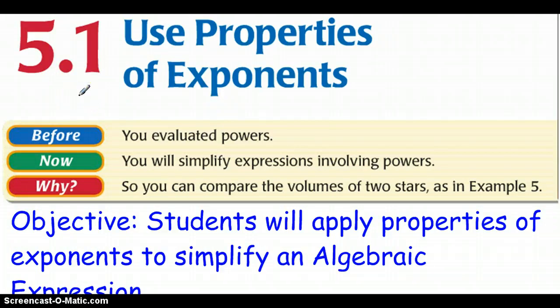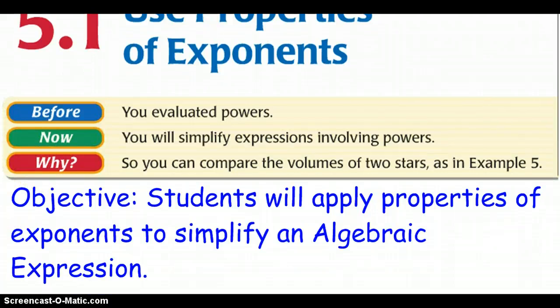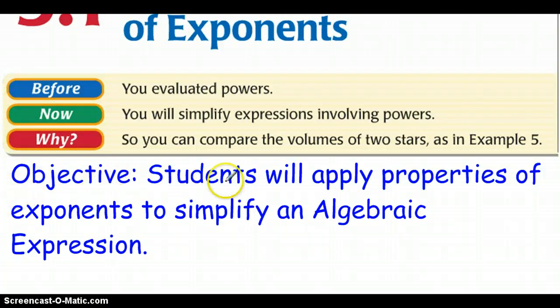And it's important that you guys know these because oftentimes students get these confused. So you need to make sure you know these properties. Again, notice your objective. You're going to apply these properties to simplify algebraic expressions. Alright, so let's go ahead and get started.